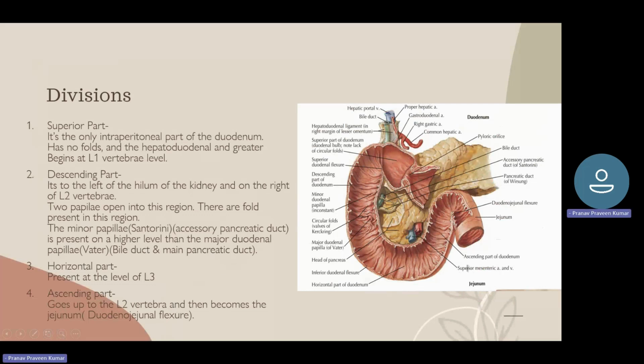And now the horizontal part, it's present at L3 level. Nothing too special about that. Remember, the superior part was the only intraperitoneal. So the rest of this is retroperitoneal, behind the peritoneum. The picture in the next slide will clear this out. Now the ascending part of the duodenum goes up from L3 level almost to L2 level, and then becomes the jejunum at the duodenojejunal flexure, which is the beginning of the root of mesentery as well.